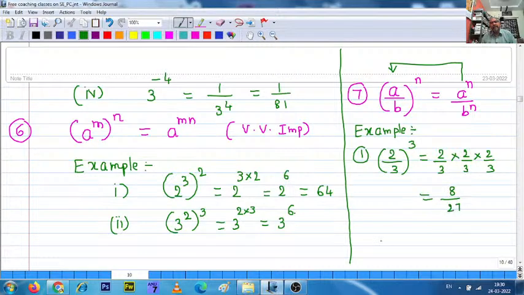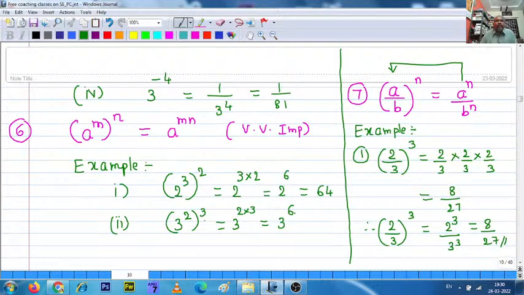But instead of doing like this, directly we can write (2/3)^3 is equal to 2 cube upon 3 cube. 2 cube is equal to 8, 3 cube is equal to 27. I hope it's very clear to you.